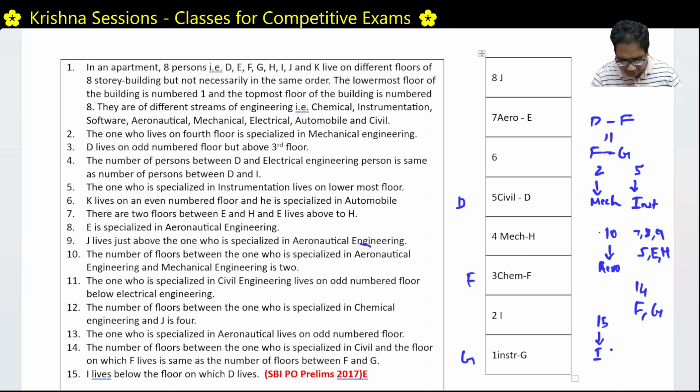Okay. Let's relook at the conditions again. There is one more condition which is K lives on an even number floor and is specialized in automobile. Even number floor, how many are there? So 2 is already taken by I. So K cannot take the second floor. K has to take either sixth floor or eighth floor. Eighth K cannot take also because J has already taken. So K has to take sixth floor only, because second and eighth are already taken by I and J. K lives on even number floor and is specialized in automobile. So auto will become K.